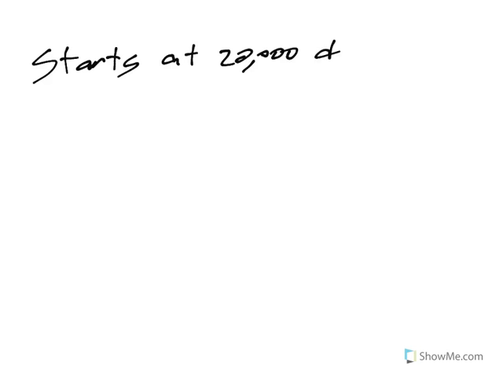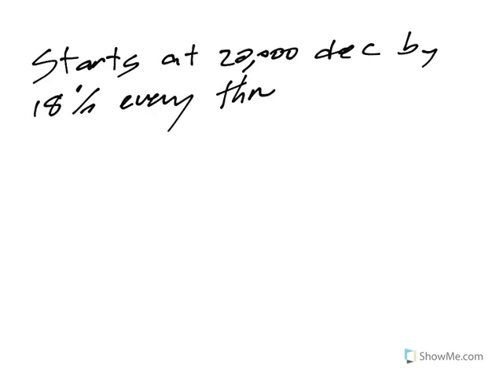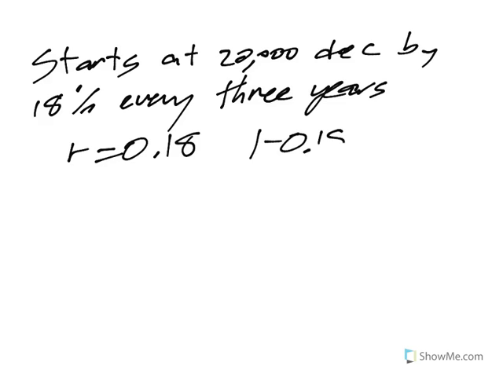Or maybe here's another one. You are looking at your stock portfolio, and at the beginning it starts at 20,000, but then you're finding out that it decreases by 18% every 3 years. And so let's quickly go through decreasing by 18%. R is 18%, so 1 minus 18% is going to be 82%.